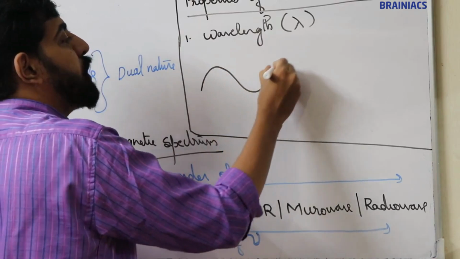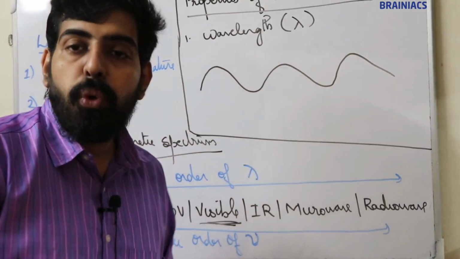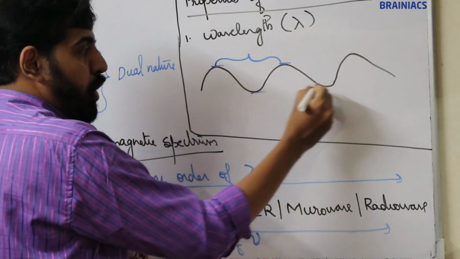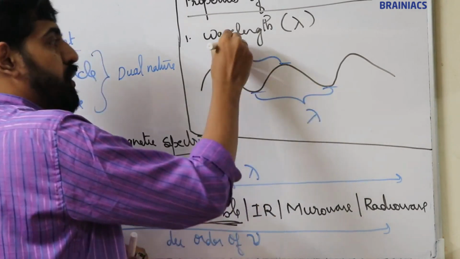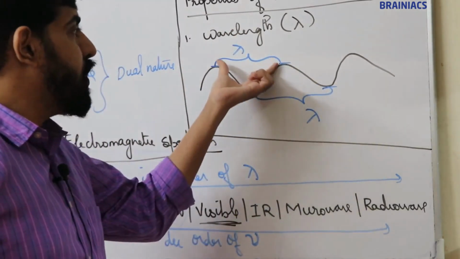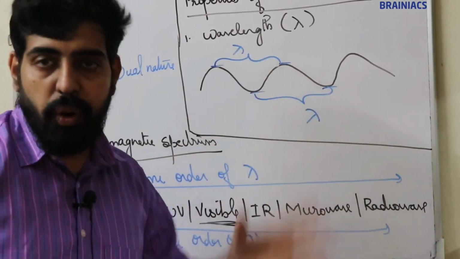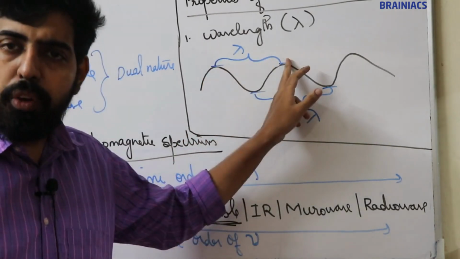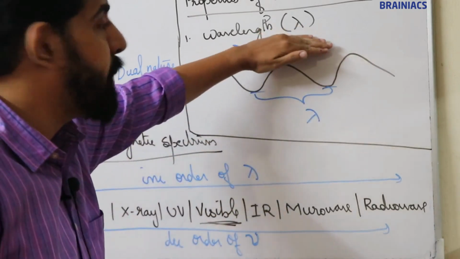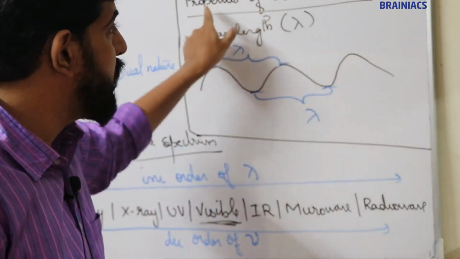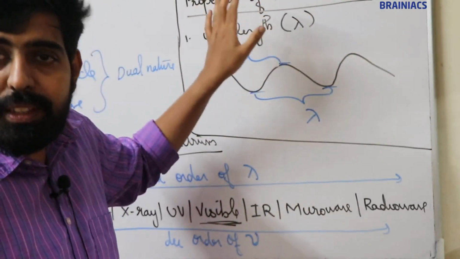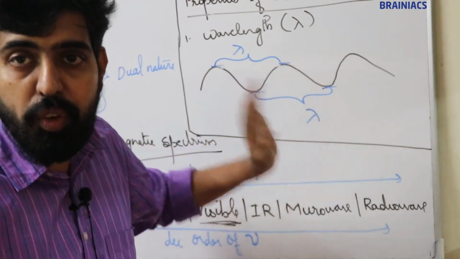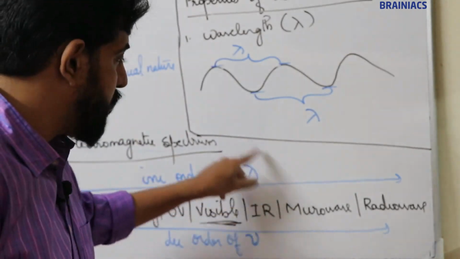What is wavelength? It is the distance between two consecutive crests or two consecutive troughs. This is known as wavelength, lambda. This is the first property of transverse wave, wavelength.